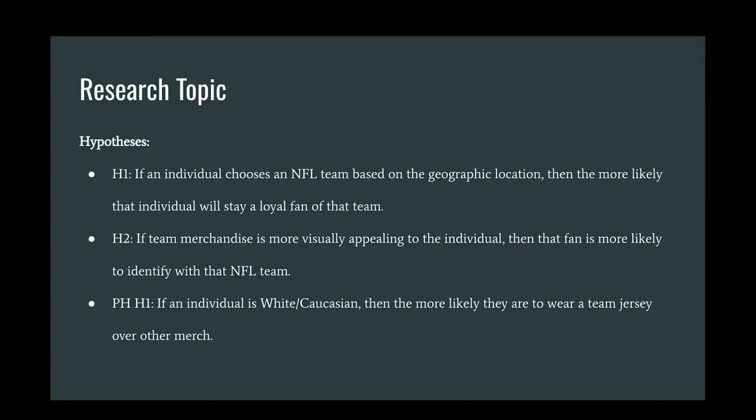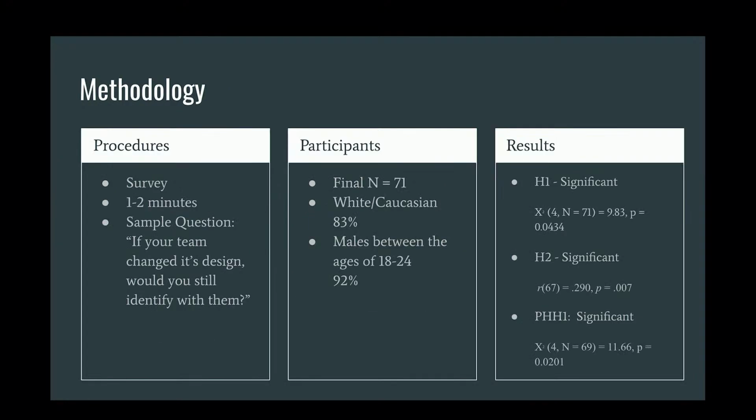So for our hypotheses, if an individual chooses an NFL team based on the geographic location, then the more likely they are to stay loyal to that team. Our second hypothesis is team merchandise. If the team merchandise is more visually appealing, then the fan is more likely to identify with the NFL team. And then for our H3, if an individual is white/Caucasian, then the more likely they are to wear a team jersey over other merchandise.